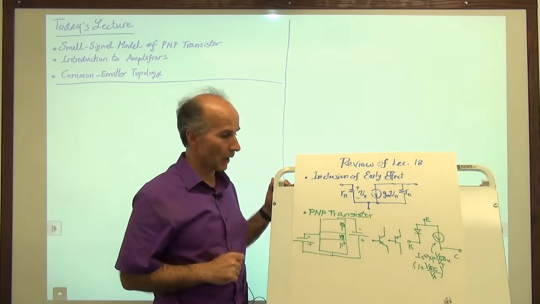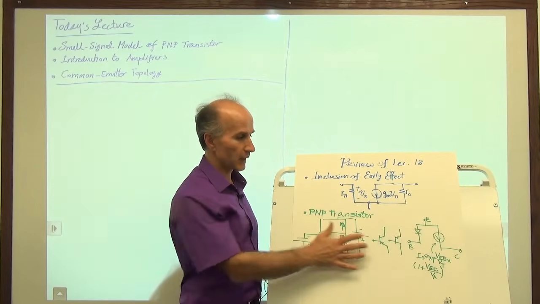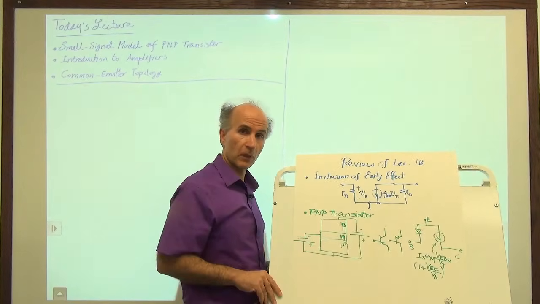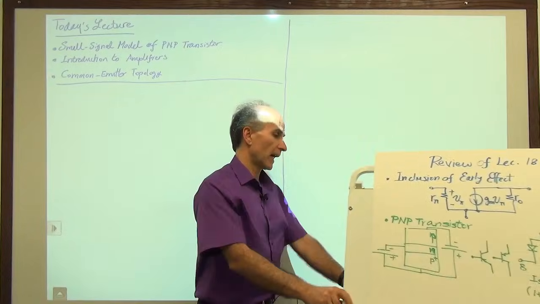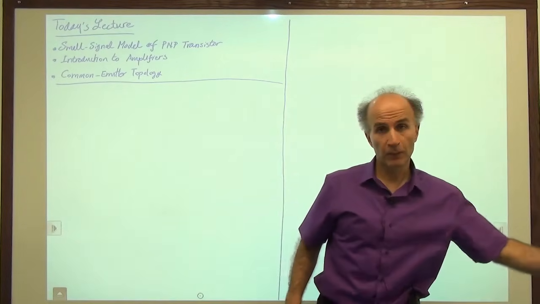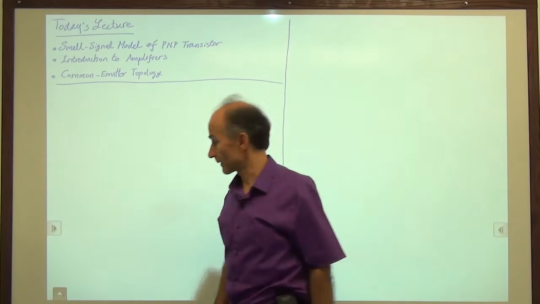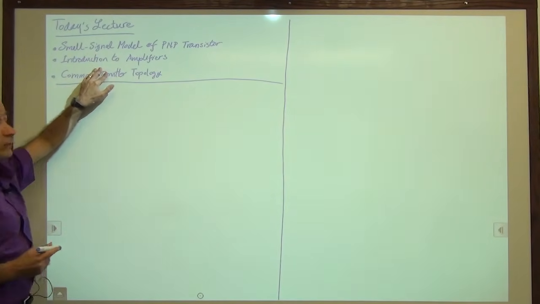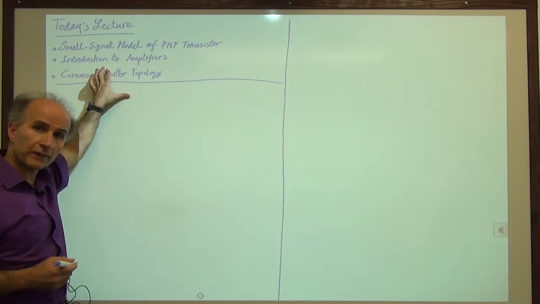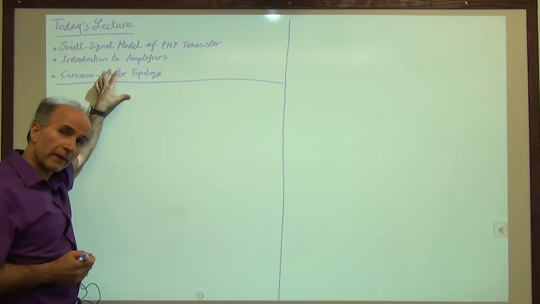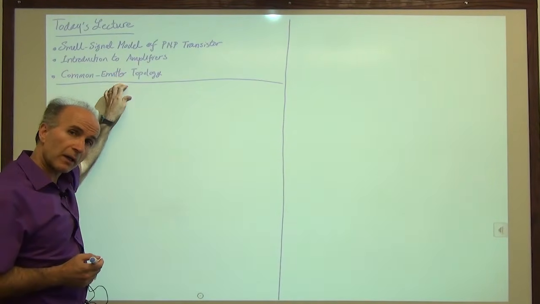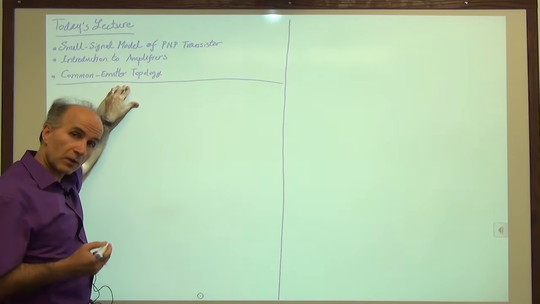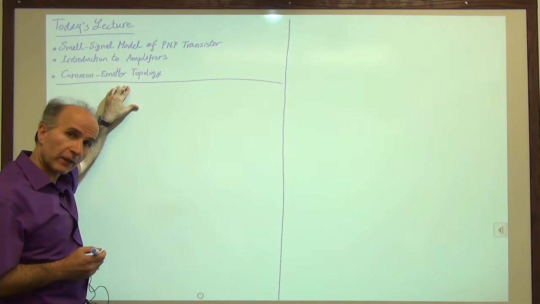effect. All right, so let's pick up from here the large signal model of the PNP device and see how we can develop the small signal model for the device. So today we're going to talk about that, then we'll make some introductory remarks to amplifier design, and then we will eventually arrive at one amplifier topology, which is very common, and we call that a common emitter topology.